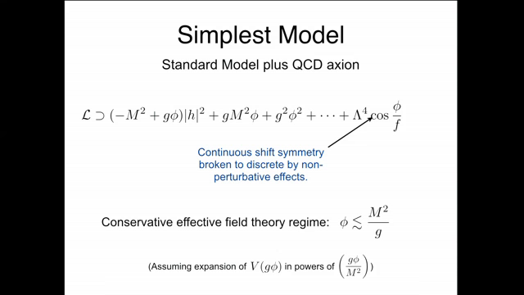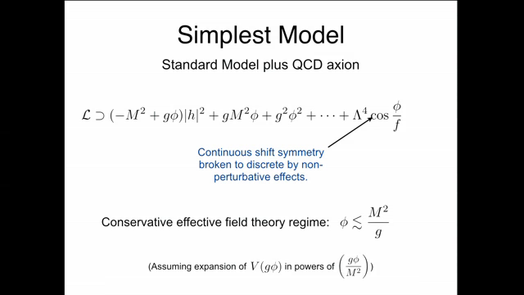And the conservative regime is where phi is less than or equal to m squared over g. And you can see that basically because you can add this effective potential for phi parameterized in terms of g phi, and you want this term to be order 1 or smaller, and that's where you get that from. Okay, so all of that makes sense.